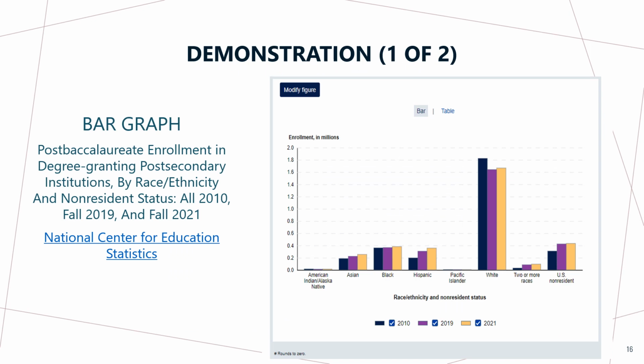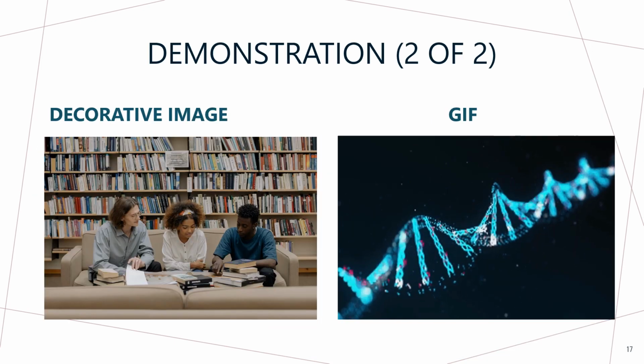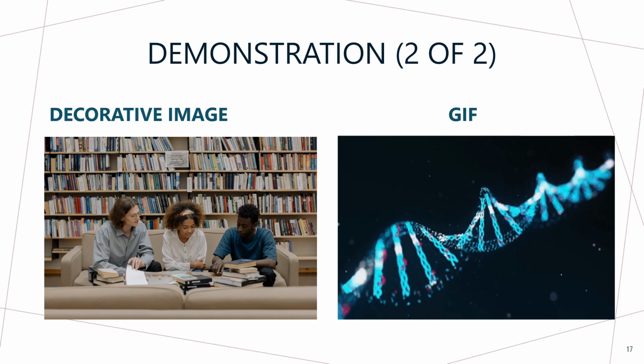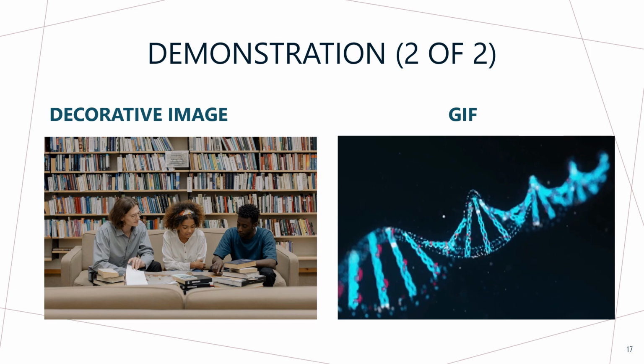The trainer will give a demonstration on how to write an image description of a bar graph, a decorative image, and a GIF. We'll begin with the bar graph. The trainer will write an alternate text for the decorative image and the GIF.